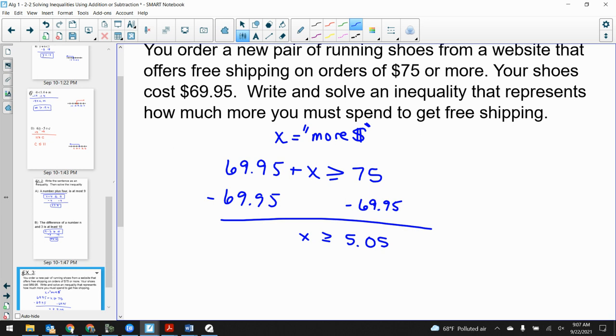A lot of people say he needs to spend $5.05. Which is kind of okay, because if he only spends $5.05, it gets him up to $75 and he's got free shipping. But that's not what the inequality implies. The inequality implies that I need to spend at least that amount. Because could I spend $5.10? Yeah. So we need to spend at least $5.05 to get free shipping.